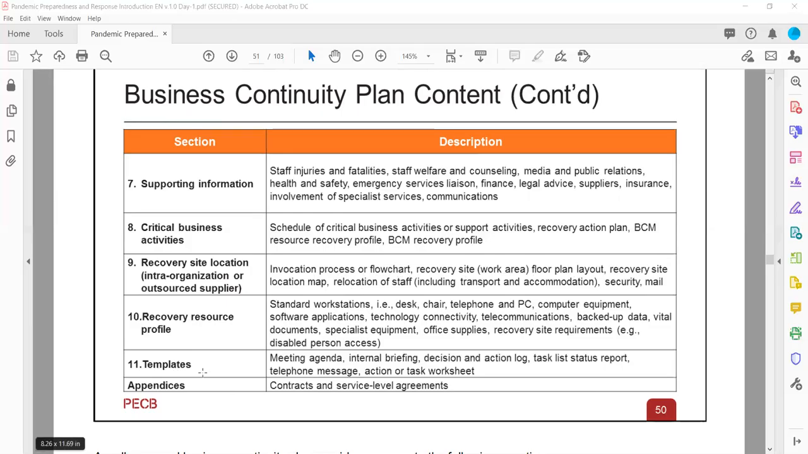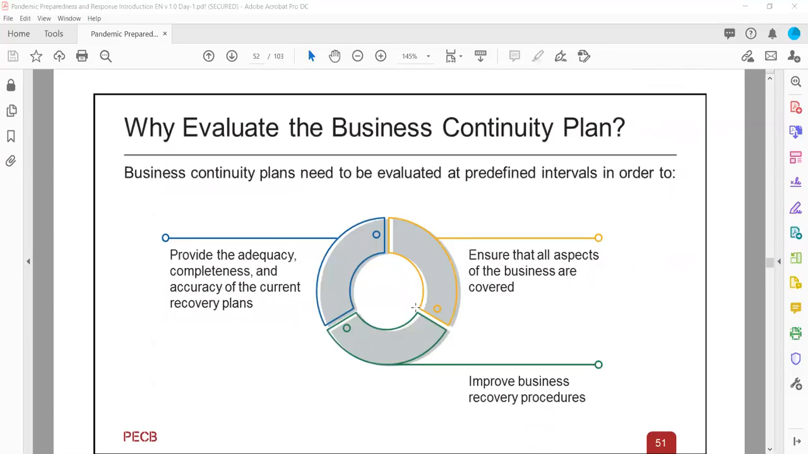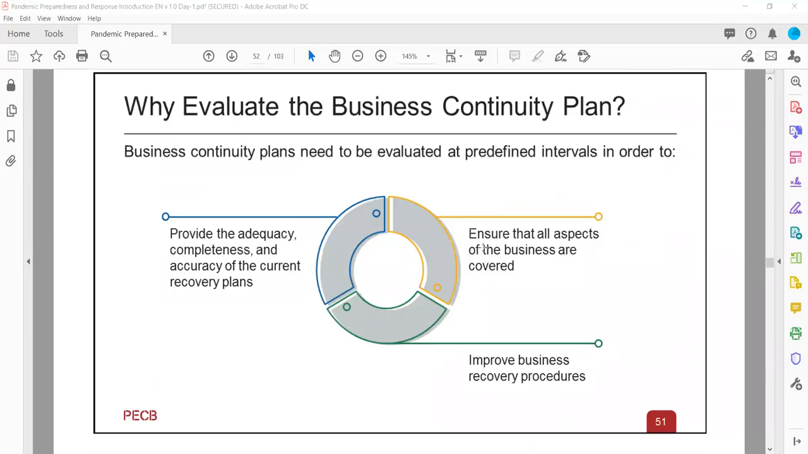Your templates are your meeting agenda, your internal briefing, decision and action log, your task list status report, telephone message, action or task worksheet, and then appendixes are your contracts and service level agreements. So, why evaluate the business continuity plan? If you're looking at this, it is firstly to ensure that all aspects of the business are covered, improve your business recovery procedures, and provide adequate completeness and accuracy of the current recovery plans.